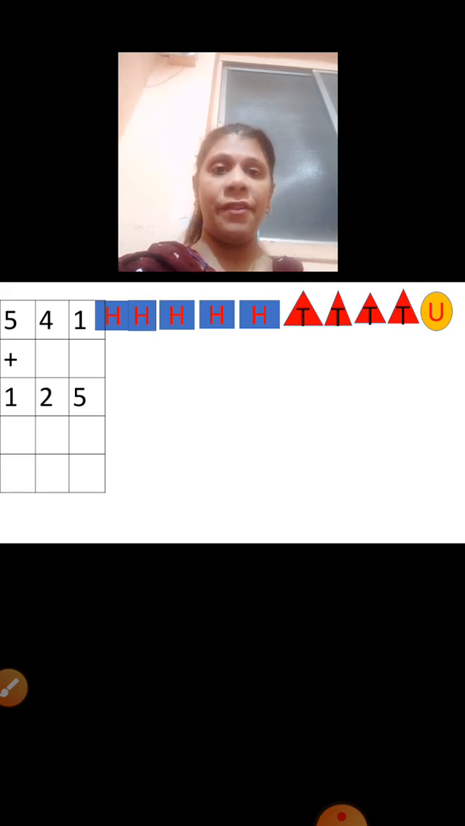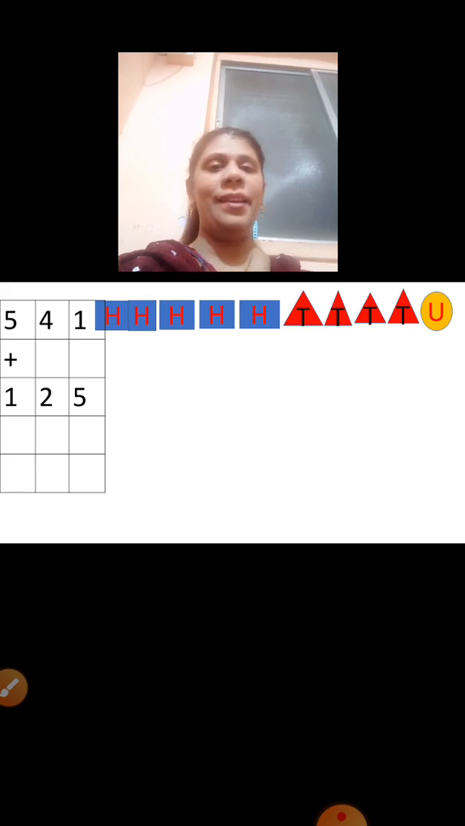So see, we have drawn 5H, that means 500. 4 tens is 40 and 1 unit. So it will be 41. So the number is 541. Now 125. Which number is in units place?